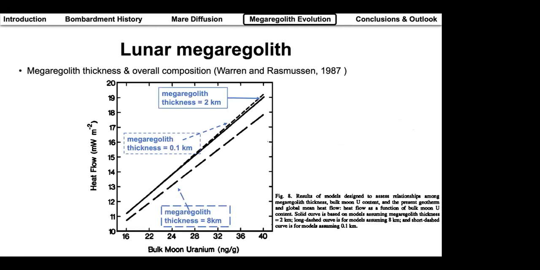For example, this plot shows the relationship between the heat flow and the bulk Moon uranium abundance. These three curves represent different inputs of megaregolith thickness. You can see that if different megaregolith thicknesses are taken, they will result in different estimates of uranium abundance. Of course, I don't know how this model works, but at least this plot shows that the constraints on megaregolith play a significant role in the estimate of lunar composition.